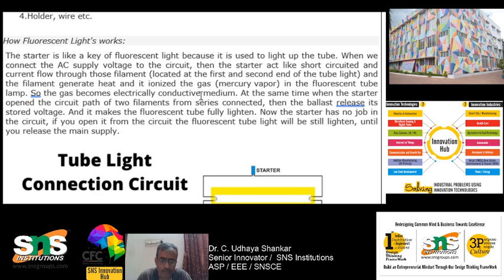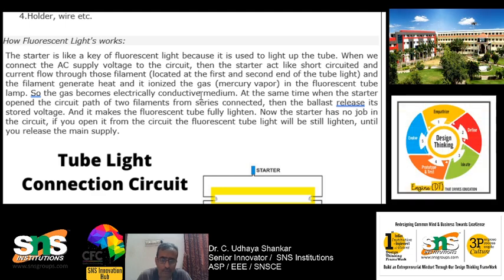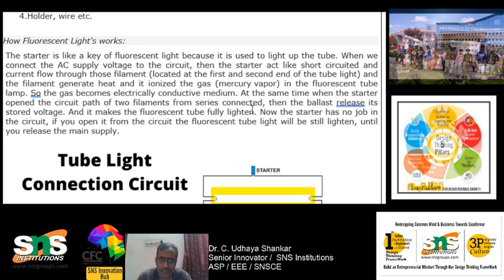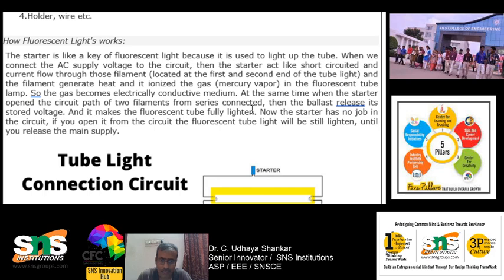Okay, the filament will generate enough heat which will ionize the gas, and because of which the fluorescent tube will get ignited, and the gas becomes electrically conductive. Once it is ignited, the gas is electrically conductive, so at this time the starter can be open. It is not needed to maintain that much amount of current.